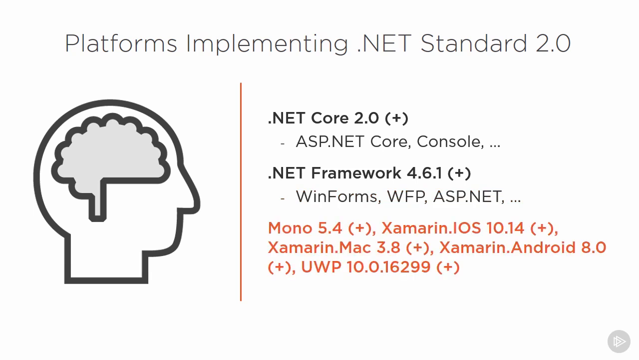Then there's the .NET Framework 4.6.1 or higher, which translates to WinForms, WPF, ASP.NET Web Applications and so on. And lastly, the .NET Standard 2.0 is also supported on Mono, Xamarin.iOS, Xamarin.Mac, Xamarin.Android, and the Universal Windows platform. So, if you're working with any of these and you need to integrate with an API, this course is for you.